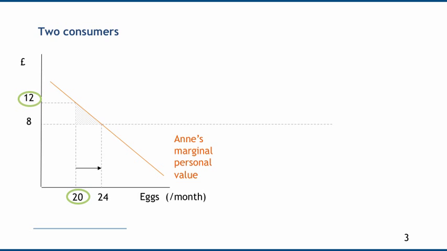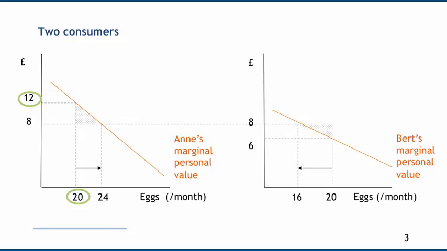As she consumes more eggs, she places a lower valuation on additional eggs. We've also got Bert, who also has a marginal value curve that's downward sloping, but the 20th egg that he consumes, he only places a value of 6 pence. The basic principle here is that if personal valuations differ at the initial endowment, then mutually advantageous trades potentially exist.